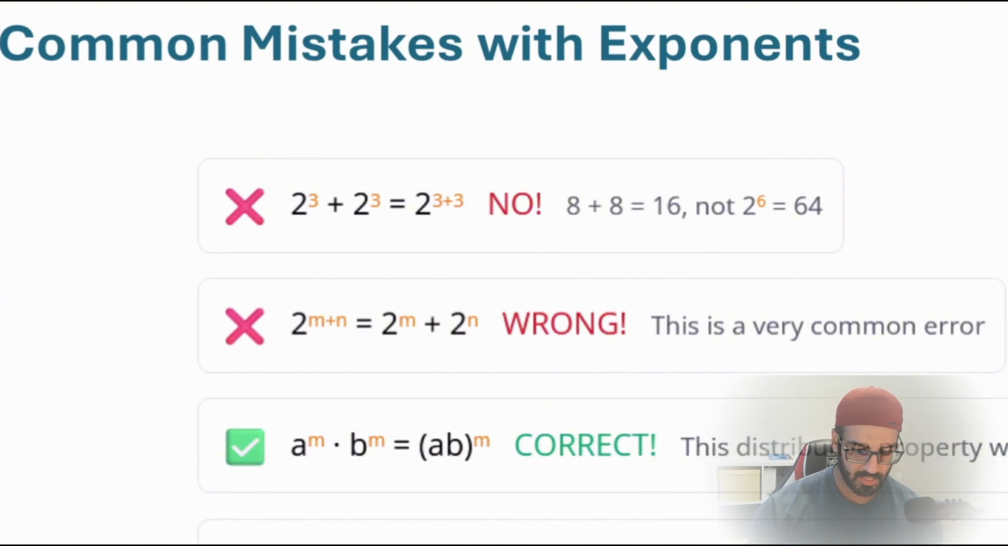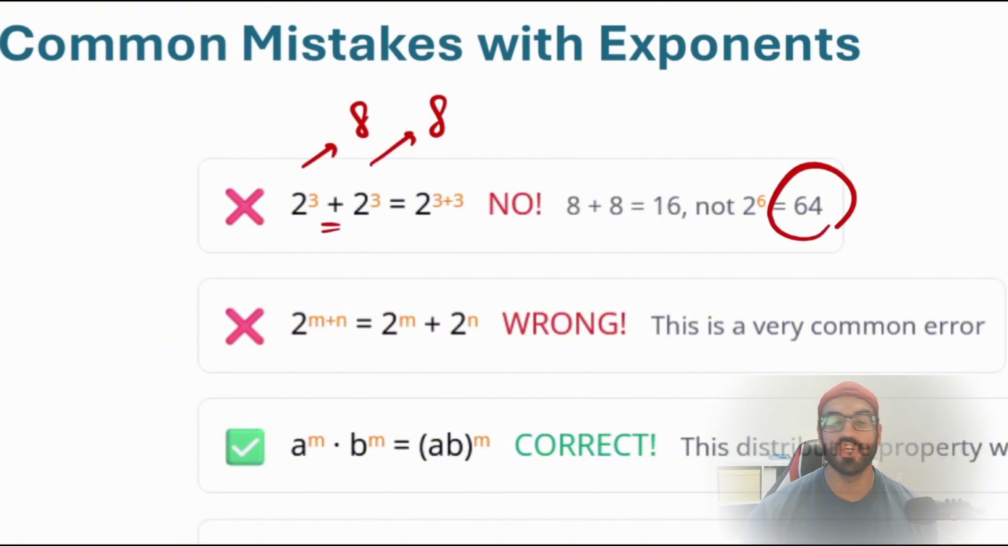Because when we are talking about the power, we are talking about multiplication. We are not talking about adding. 2 to the power 3 plus 2 to the power 3 is a completely different scenario. It means 8 plus 8, which is 16. If you find 2 to the power 6, that is going to be 64. There's a huge difference between those two, so please be careful.